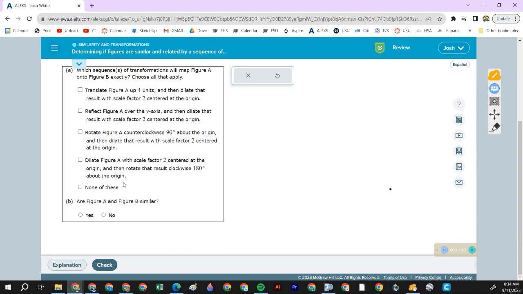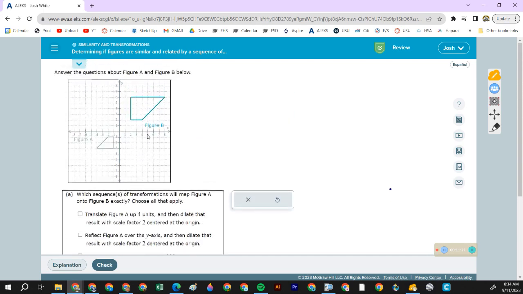So which one of these will move this to there? So this is figure A. If we go up 4 units and then dilate that with a scale factor of 2, so if we go up 4 and then make it twice as big, will it match up with this one? No.